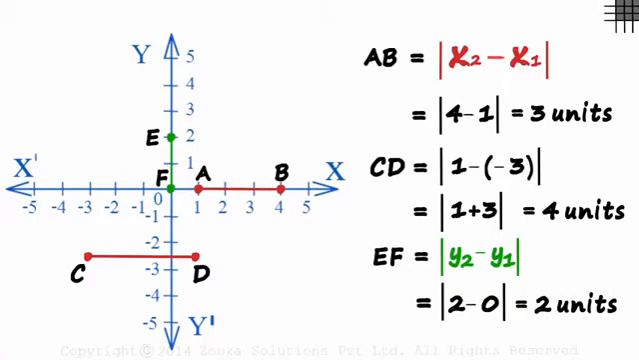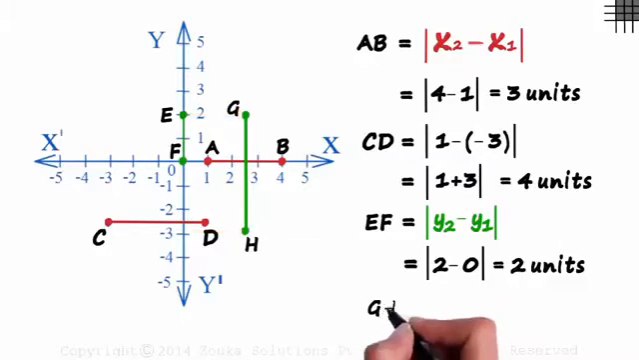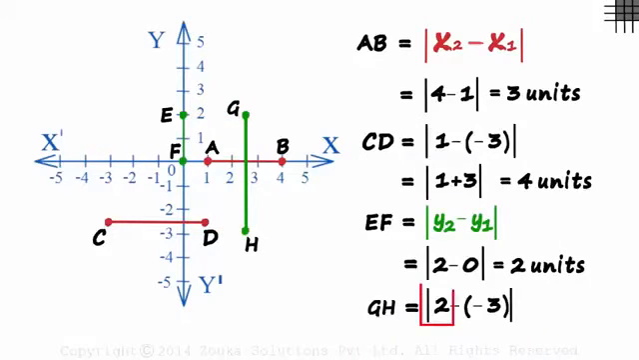And it will be the same for any segment parallel to the y-axis. Take line segment GH for example, which is parallel to the y-axis. What is the distance between G and H? The y-coordinates of G and H are 2 and minus 3. So GH will equal the absolute value of 2 minus 3, which is 5 units.